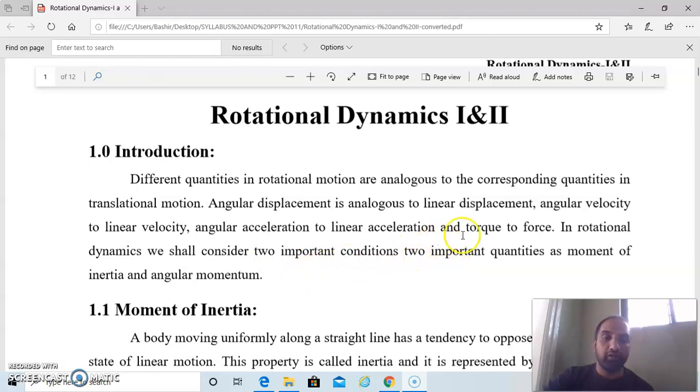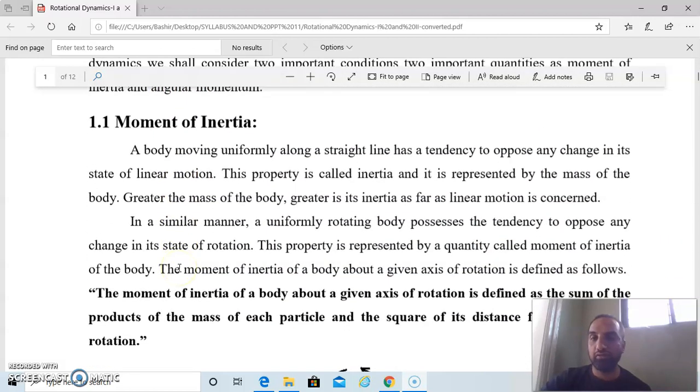While studying this rotational dynamics, we shall consider two important concepts: moment of inertia and angular momentum. So let us start with the moment of inertia. But before starting with the moment of inertia, we should know the difference between inertia and moment of inertia. What is meant by inertia and moment of inertia?